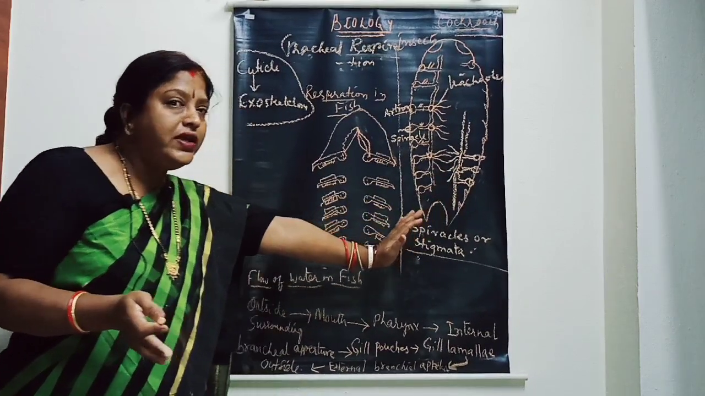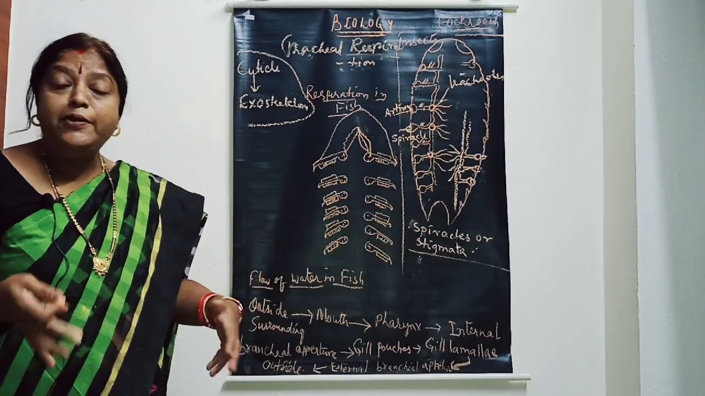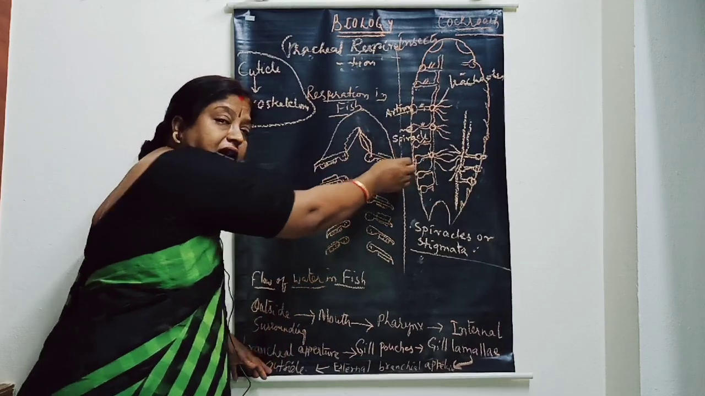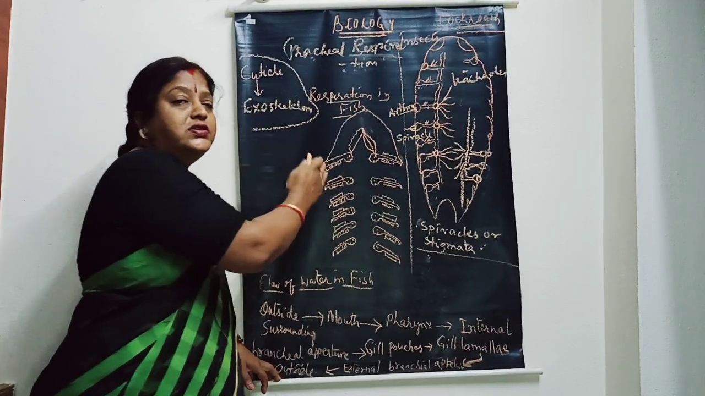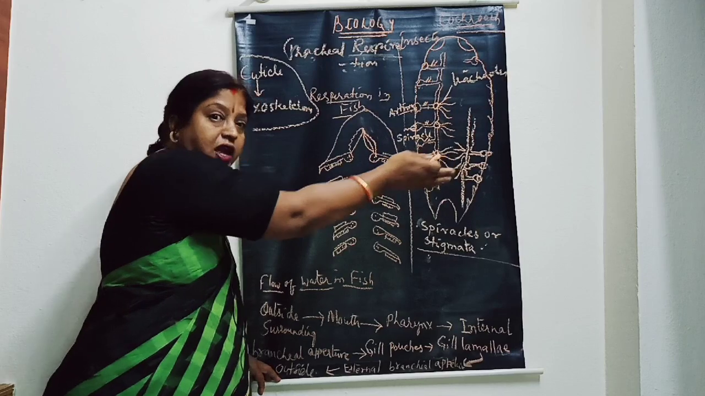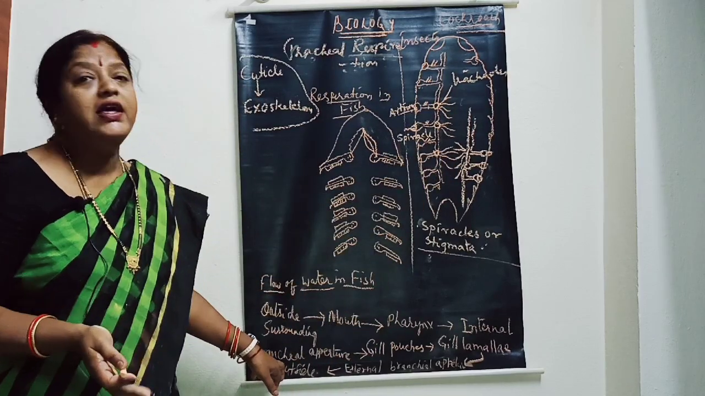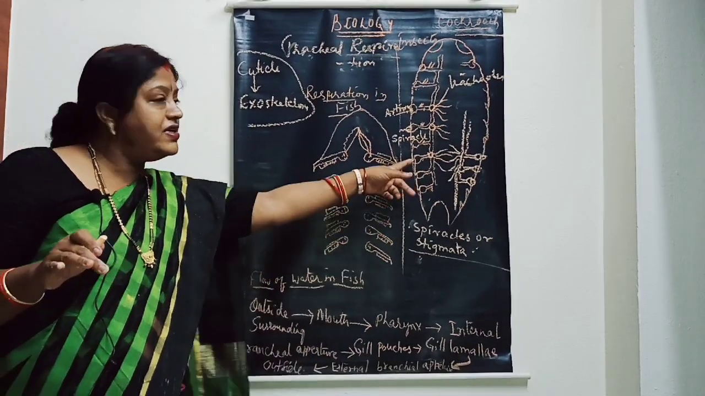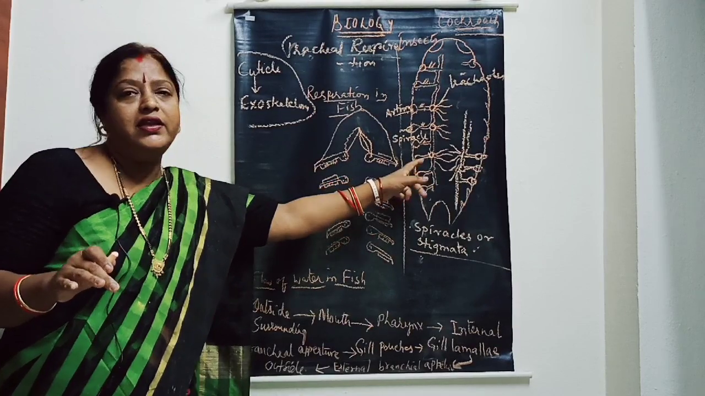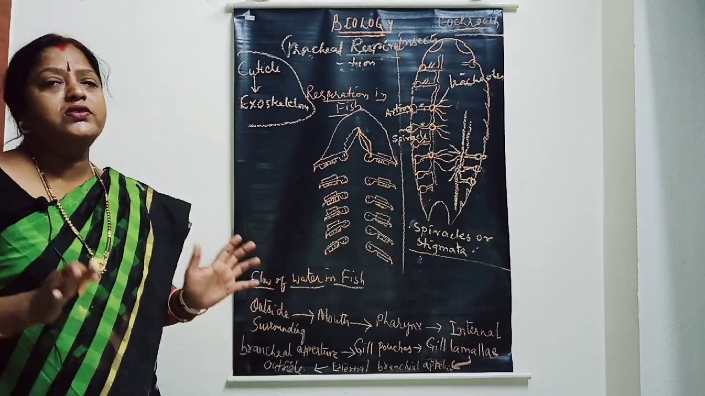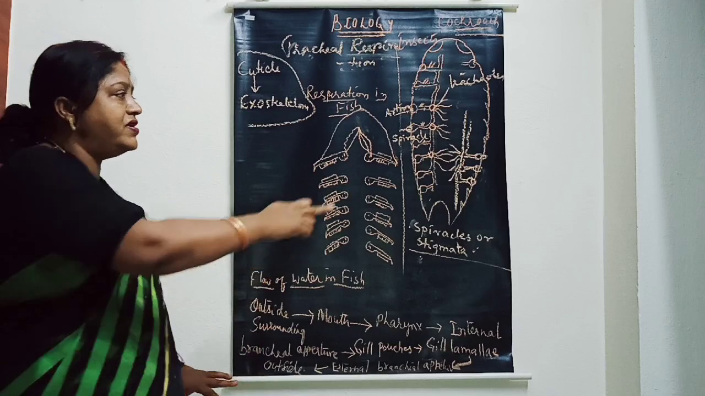During inhalation, the air pressure in the trachea reduces so that the oxygen from the surrounding enters inside. During exhalation, the air pressure in the trachea is increased and the air rushes outside. So this is how tracheal respiration takes place in insects.